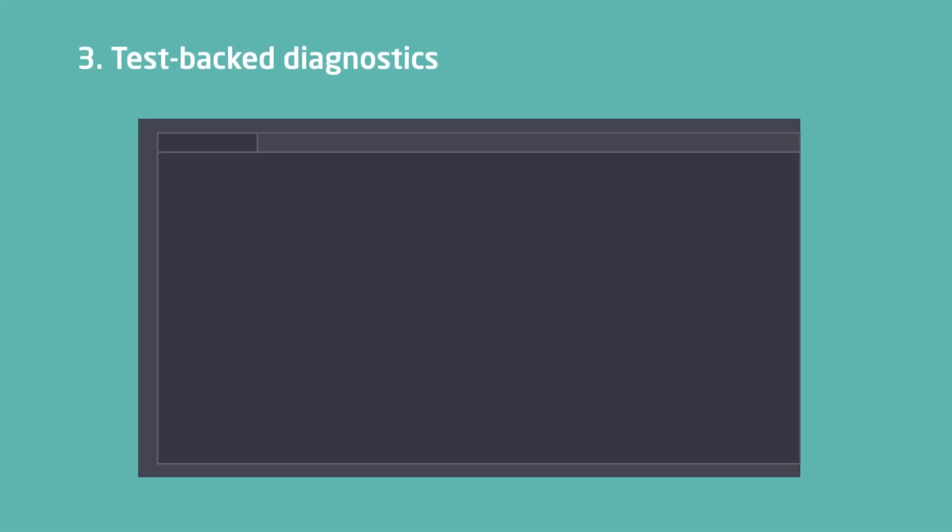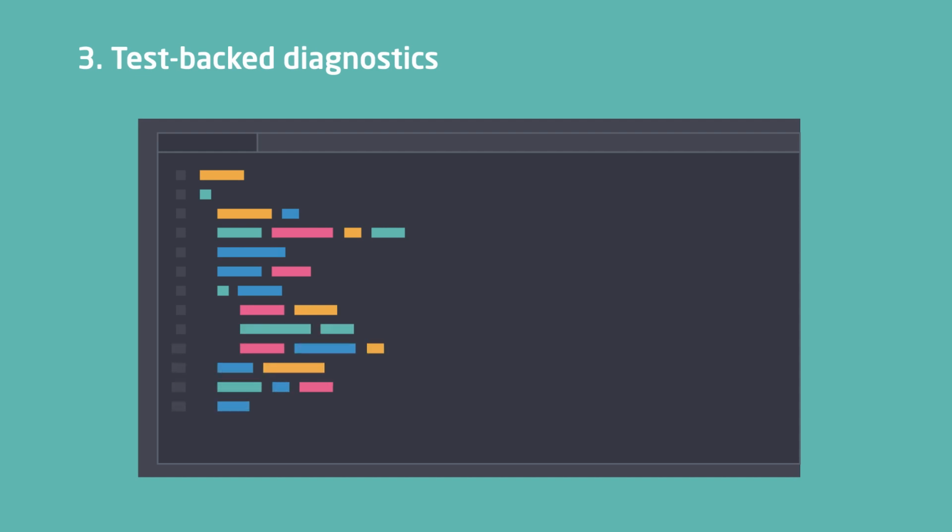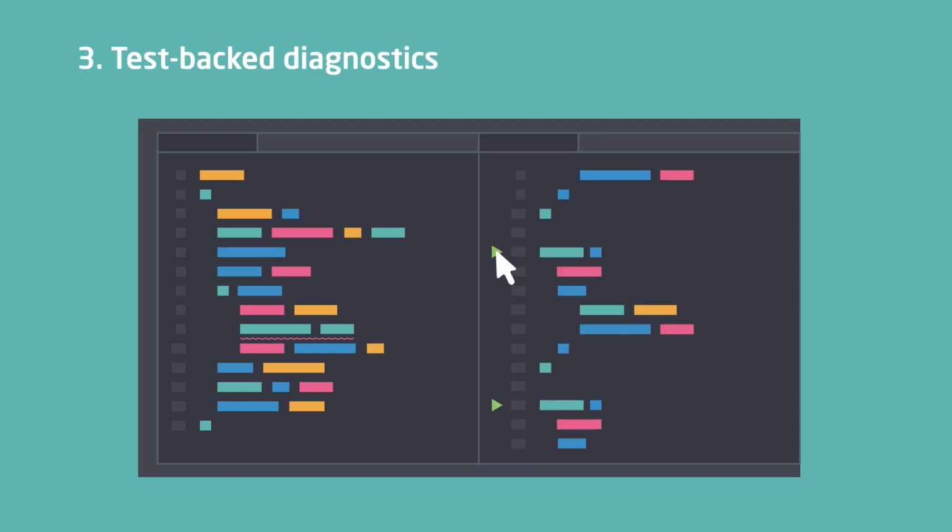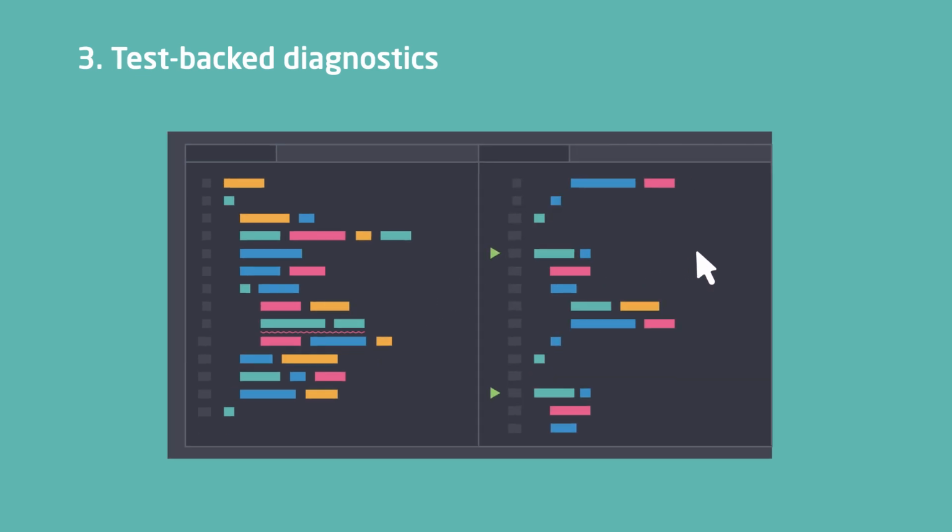Test-backed diagnostics help you discover potential runtime exceptions as you code. Symflower detects null pointer exceptions, out-of-bounds exceptions, and more in real time. All of those will be highlighted right in your editor. To reproduce them instantly, you can just switch to the corresponding generated test case.